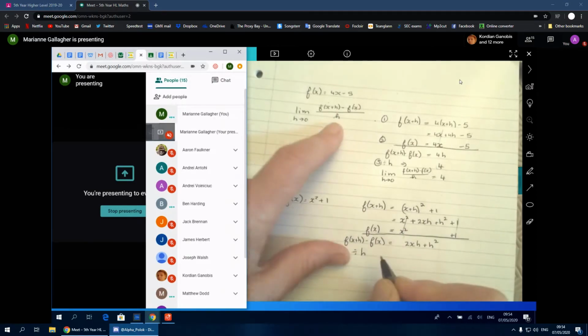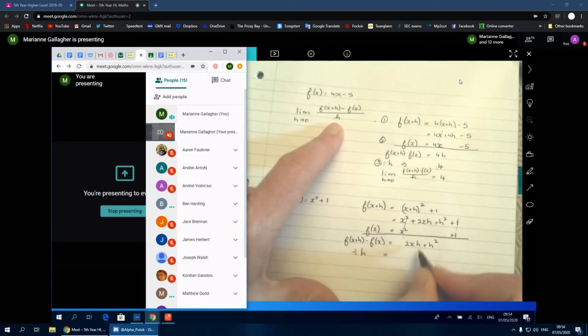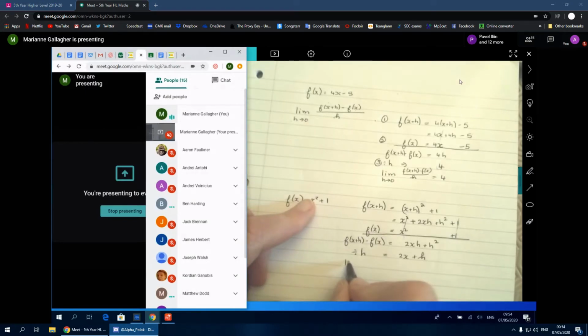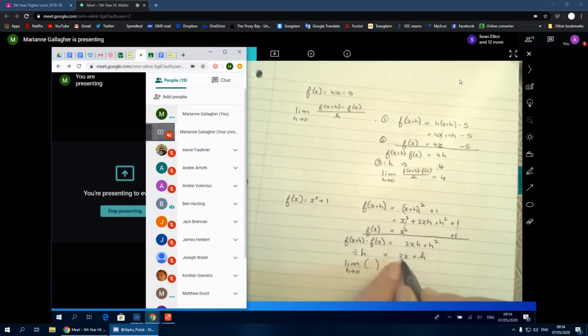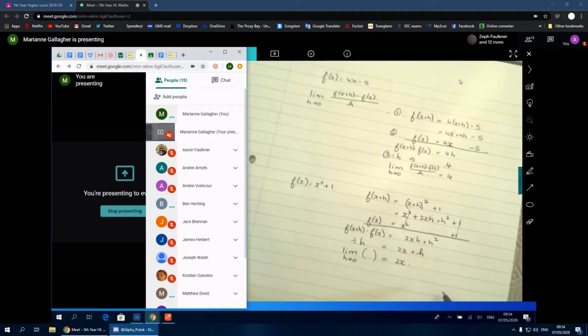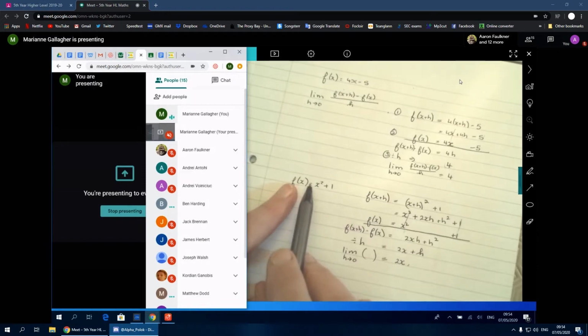Divide by h, because that's the next part, and that gives me 2x plus h, okay? That all right? And then I get the limit of that as h tends to 0, and you can write the whole thing out again. X doesn't care about the h, so that's still 2x. And as h tends to 0, h is equal to 0, so anything with the h in it is just going to disappear. So you'll just be left with that, and that is the slope of this function at any point.